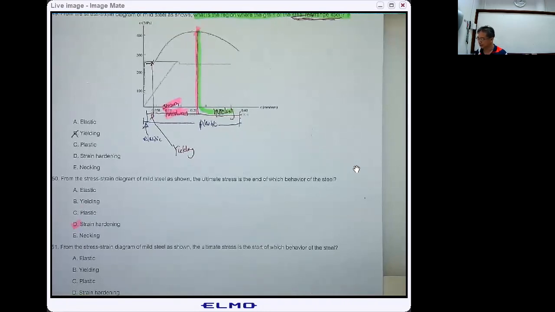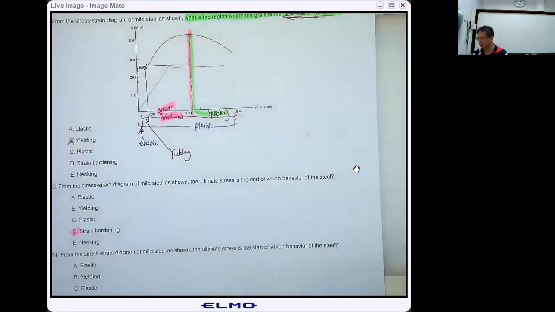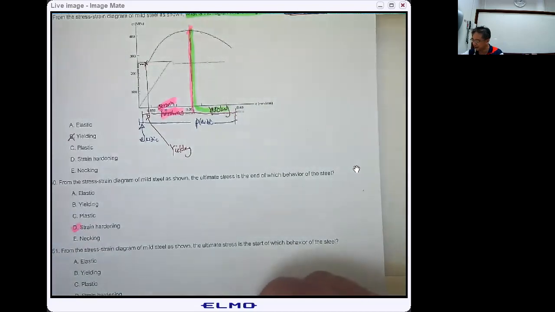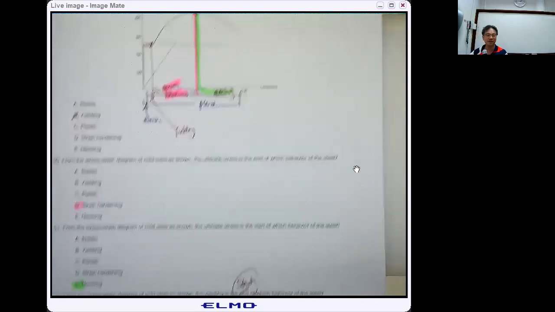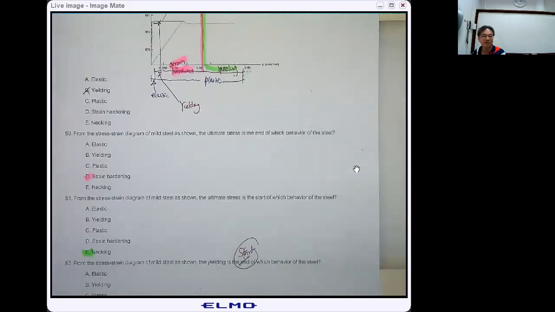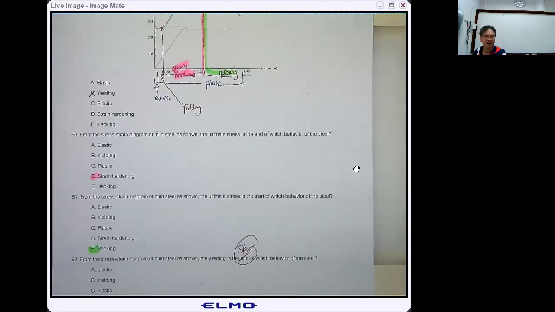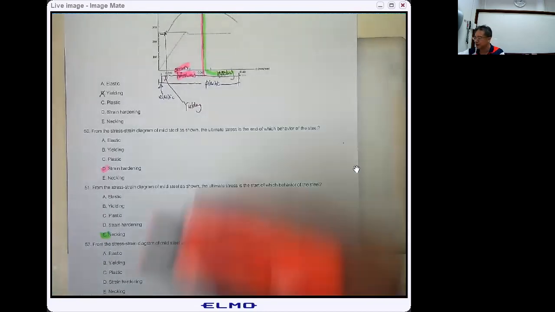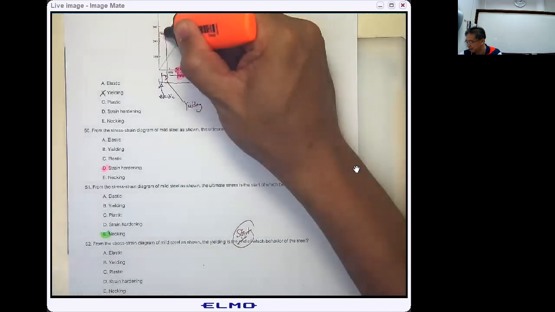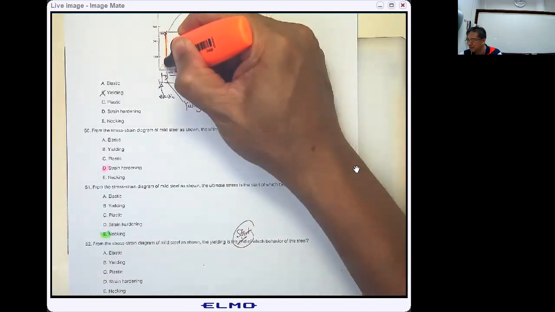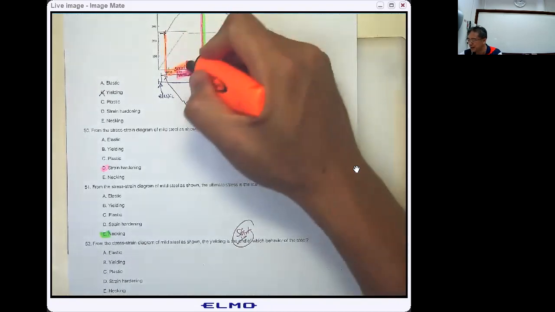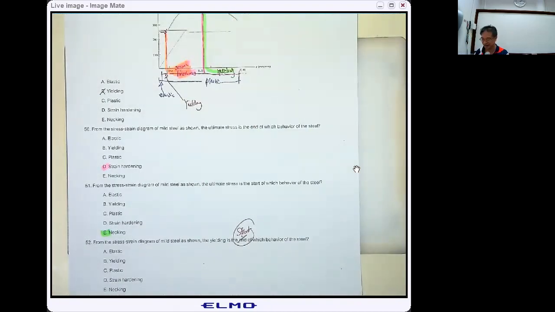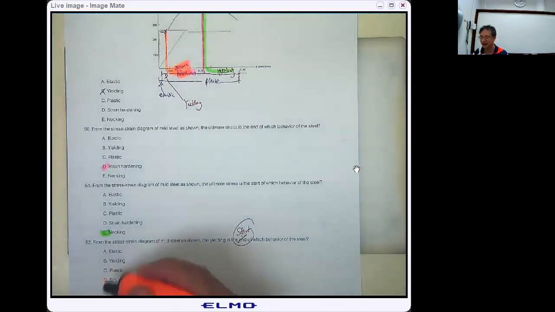The yielding is not the end of behavior. The yielding is the end of its behavior. The yielding support is the start of which behavior of the steel? Which one? The yielding. The yielding is ending here. Okay, the end of the yielding is the start of strain hardening. Okay, this is going to be the strain hardening.